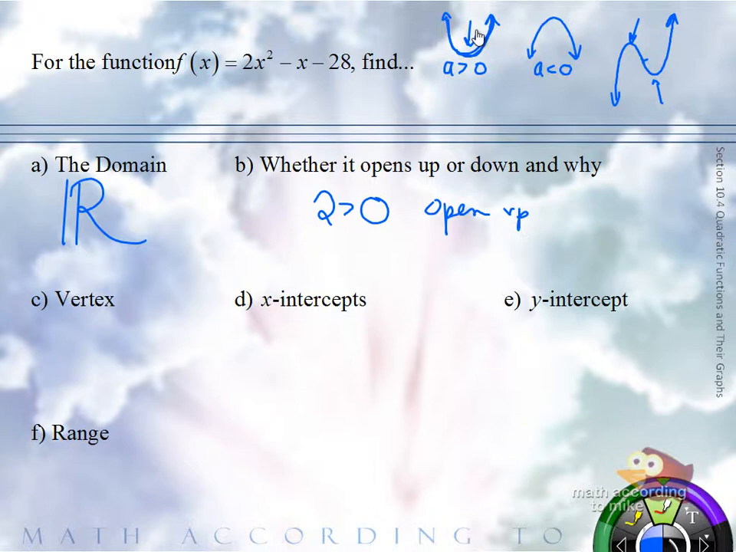What format is our function in? ABC or HK? ABC. Since it's an ABC format, the x-coordinate of the vertex is given by what expression? It's on the board. Negative b over 2a. What is our b? We have negative 1 over, what is our a? What is negative 1 over 2 times 2? 1 over 4.